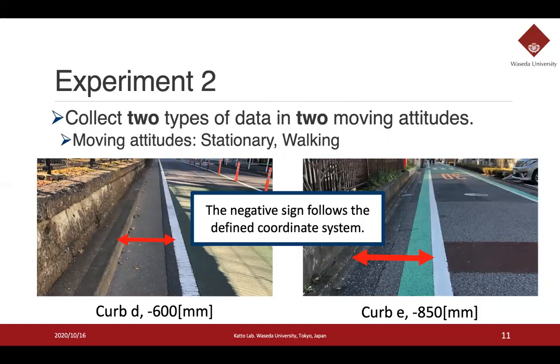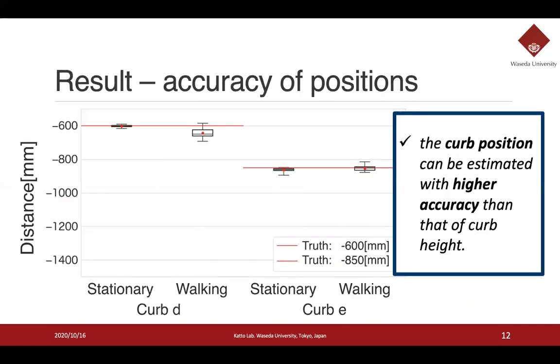Next experiment, we evaluate the estimation accuracies of positions. As shown in these pictures, we collect actual curve data, which positions are minus 600 and 850 millimeters. Note that the negative sign follows the coordinate system that we defined before. Here is the accuracy result of estimated positions. The result shows that the curve position can be estimated with higher accuracy than that of curve heights.